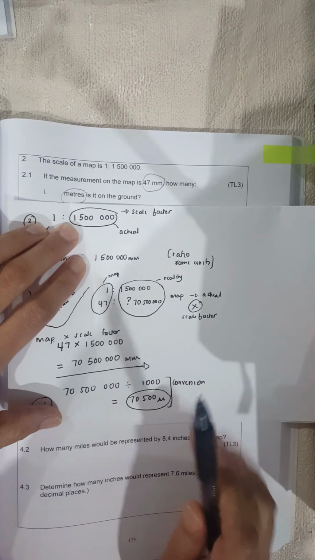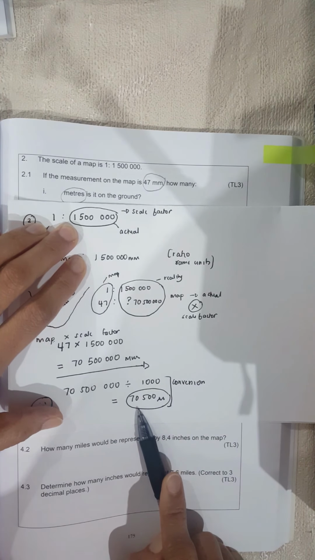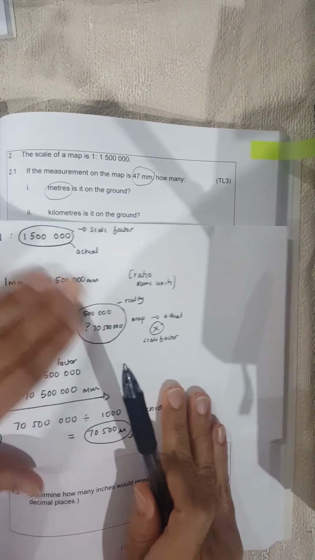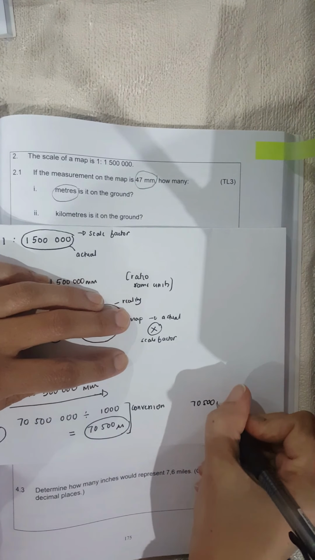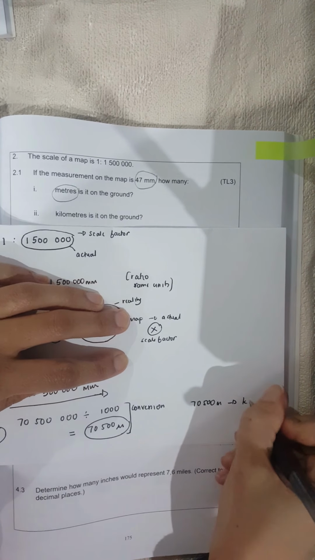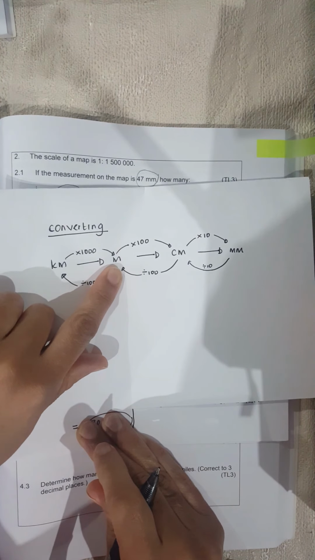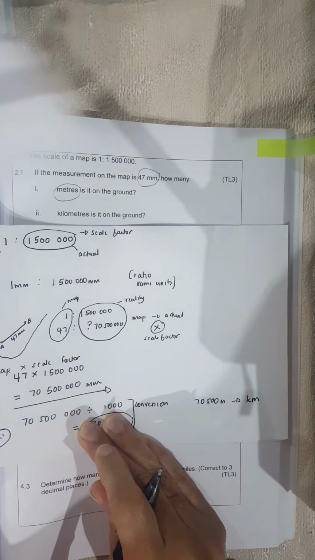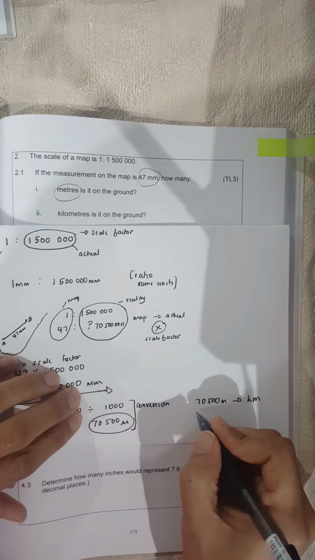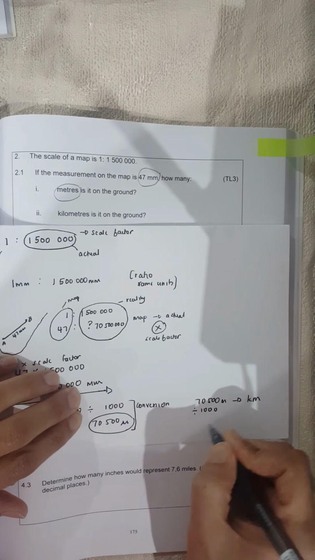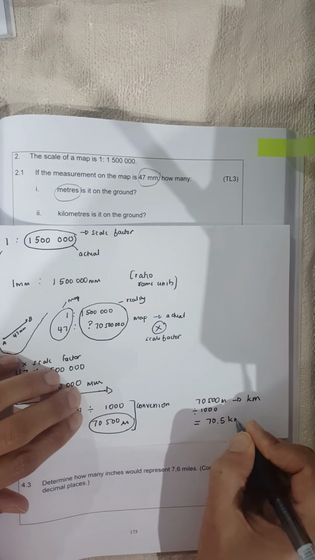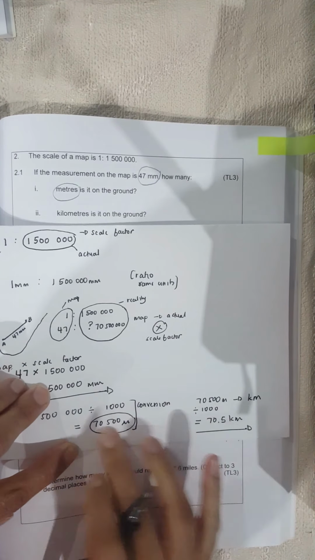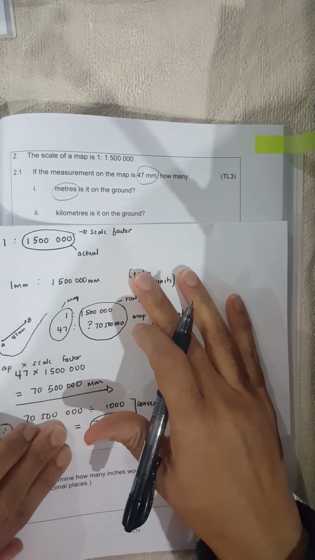Now I'm doing my conversion to meters. I've got 70,500 meters. And my second part tells me how many kilometers is it. So 70,500 meters. To go to kilometers, what am I going to do? I'm at meters and I want to go to kilometers, so I'm going to again divide by 1000. My answer is going to be 70.5 kilometers. So can you see that these two parts of the question are conversions and that part of it is a scale factor?